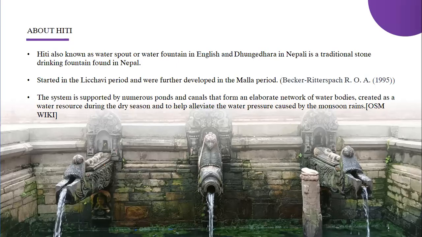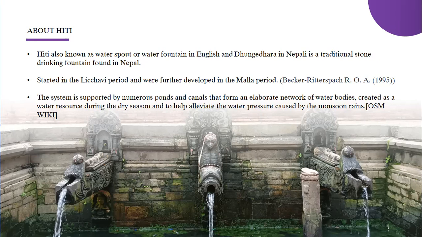So what actually is the HITI? In the context of Nepal, among the many forms of water architecture found in Nepal, the HITI is, no doubt, the most elaborate in design and technology. This is the water management system found in most of the ancient towns of Nepal. HITIs are also known as water spouts or water fountains in English and Dungedhara in Nepali. It is a traditional stone drinking fountain found in Nepal, as also shown in the figure.